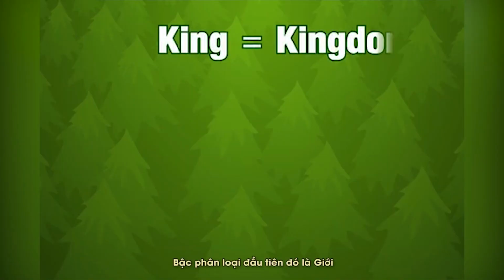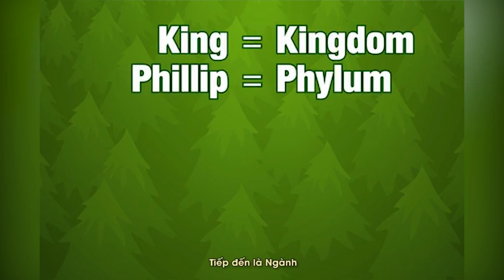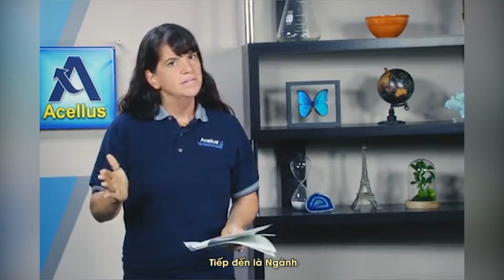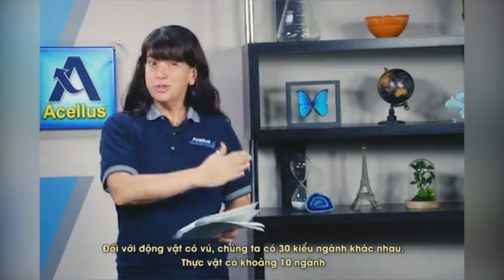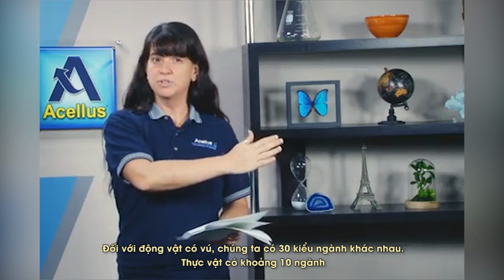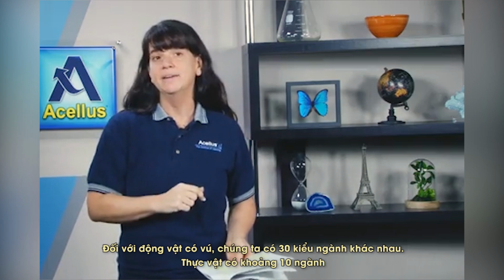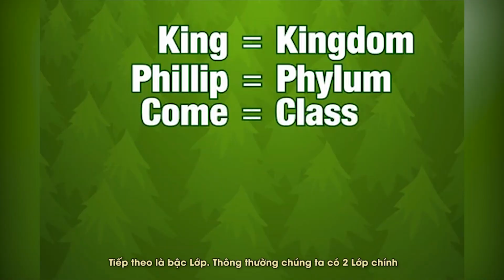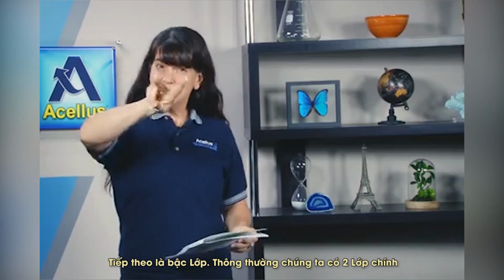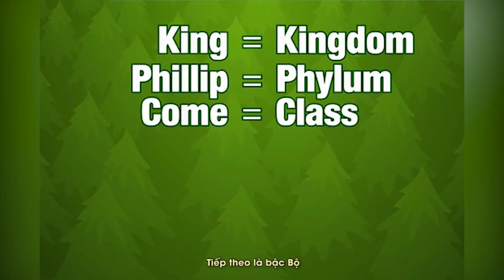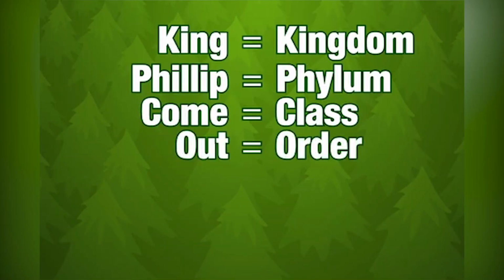King is for kingdom. Now in our kingdoms, there are 6 major kingdoms. Philip stands for phylum. Now phylum, that's a little greater. And when we have mammals, there are 30 different types of mammal phylums that we usually place things into in about 10 plant phylums. Come has to do with class. The class that something falls into. And usually it's between 2 different classes. Out is for order. The order.